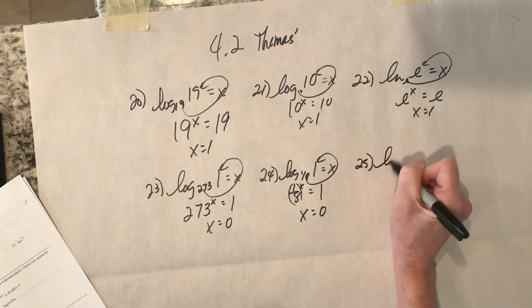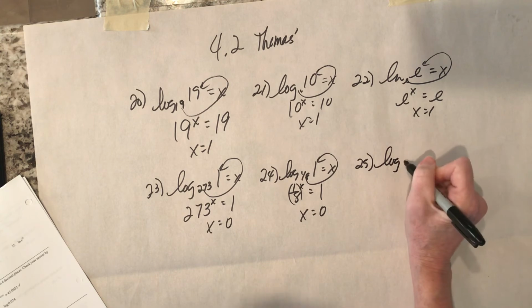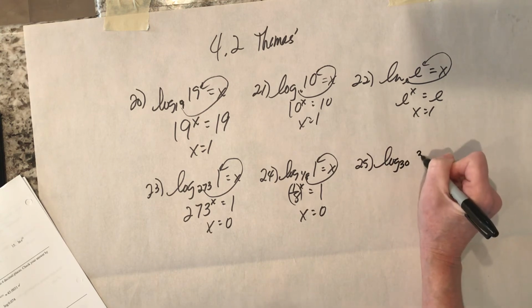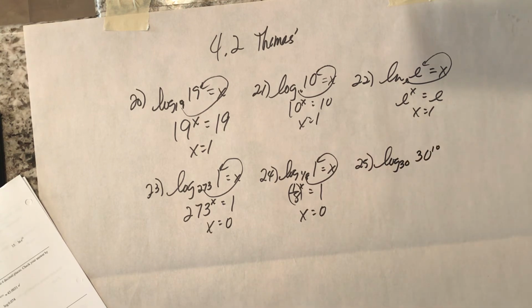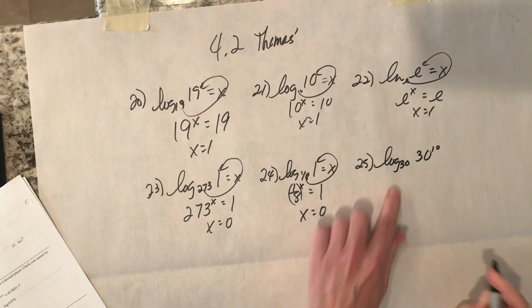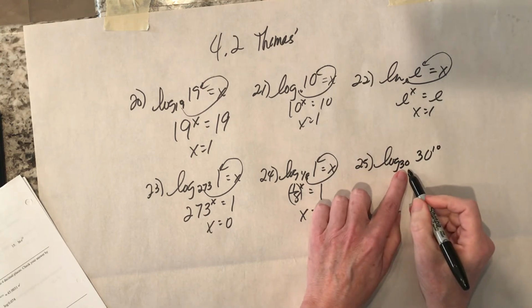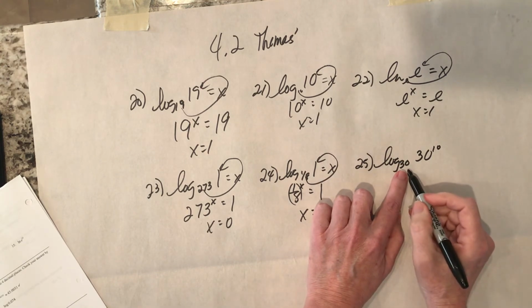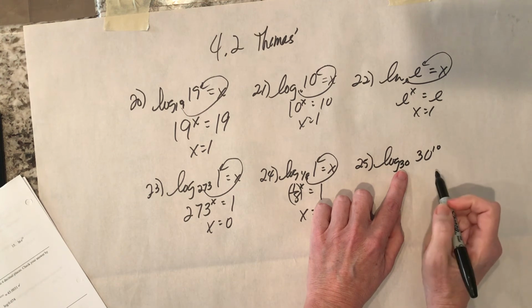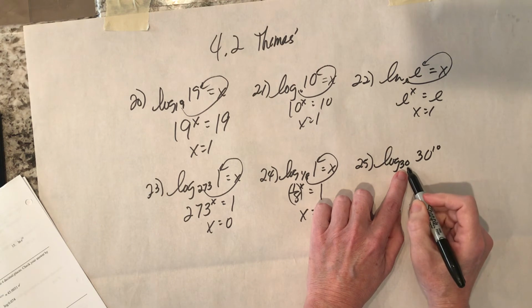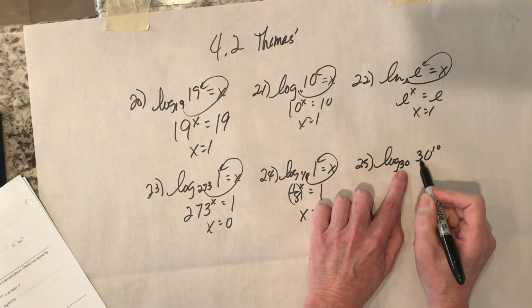Number 25. This is a funky little one. Let's dissect this. Okay. So, log base 30. What do you have to do to 30 to make it become 30 to the 10th? What exponent do you have to lay on him to make him become 30 to the 10th?